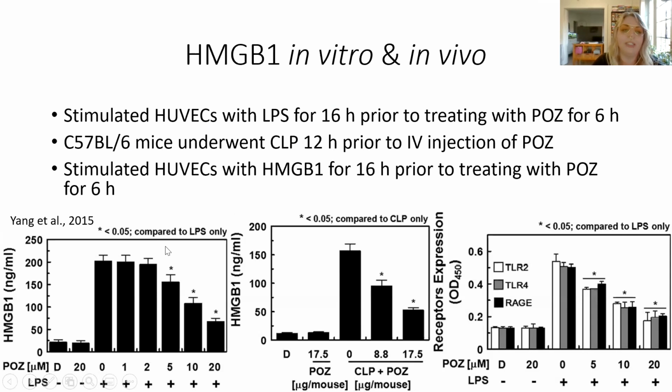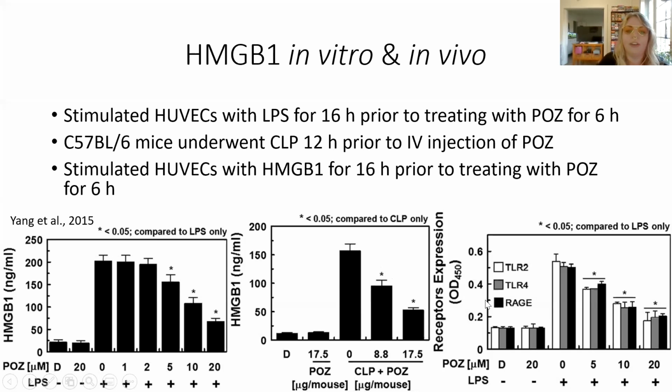And so then they wanted to see if HMGB1 expression was still decreasing in vivo in response to treatment. And so they did a CLP on BL6 mice and gave them an IV injection of pause 12 hours post-surgery, and looked at serum levels of HMGB1 24 hours post-treatment. And they saw another dose-dependent decrease in HMGB1 when treated with pause.